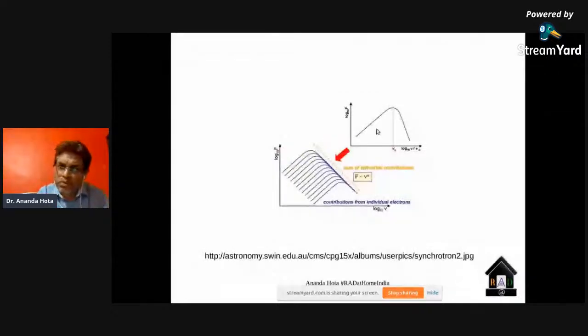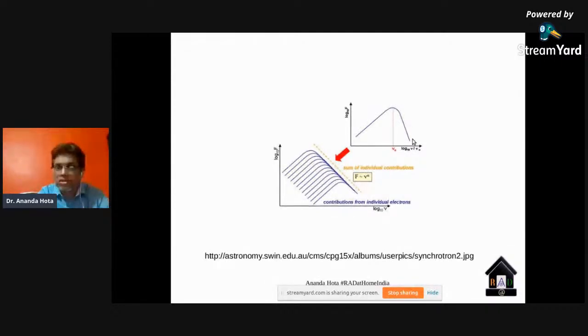Each particle there will be radiating in a way like this: log of flux, log of frequency. They have a peak and they fall off at higher frequency and lower frequency. If you have a collection of particles that are different, not following a Maxwell-Boltzmann distribution but a power law, there's a large number of low energy particles and very few high energy particles. Each of them will be behaving like this.